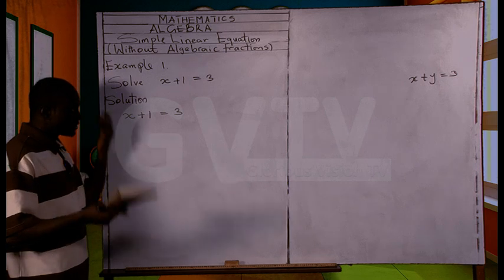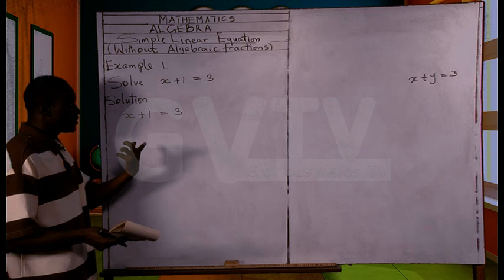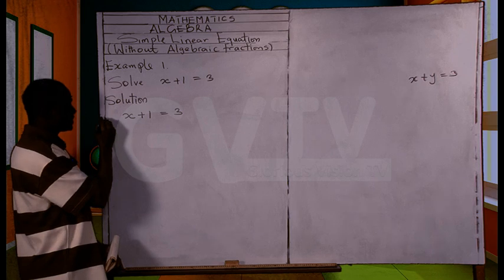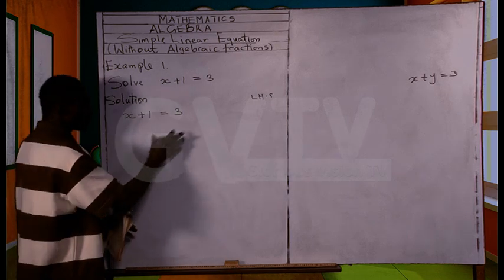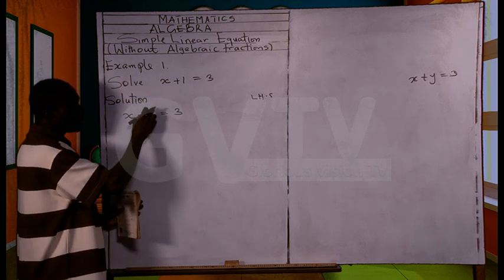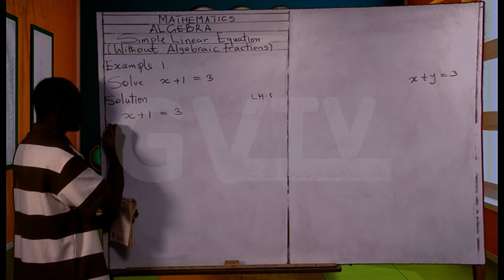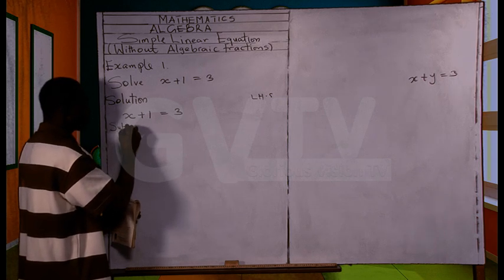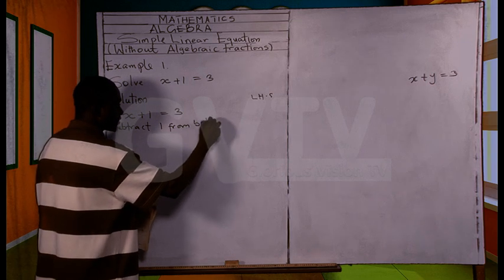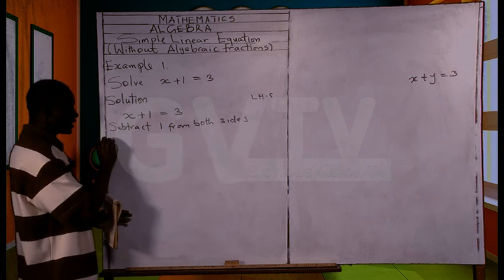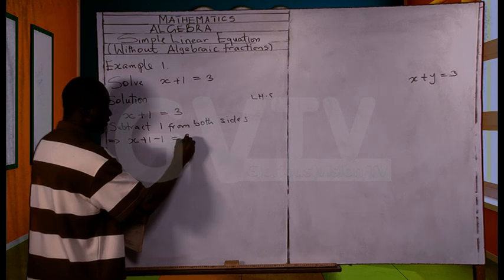We have two sides, like what I've been saying for the past 2-3 weeks: one side and the other side with a bridge in between. This is the left hand side, this is the right hand side, and we have the equal sign in between the two. Now what you need to do is to move this 1 away from where we have the variable. To do this, we subtract 1 from both sides. This makes the equation x plus 1 minus 1 equals 3 minus 1.